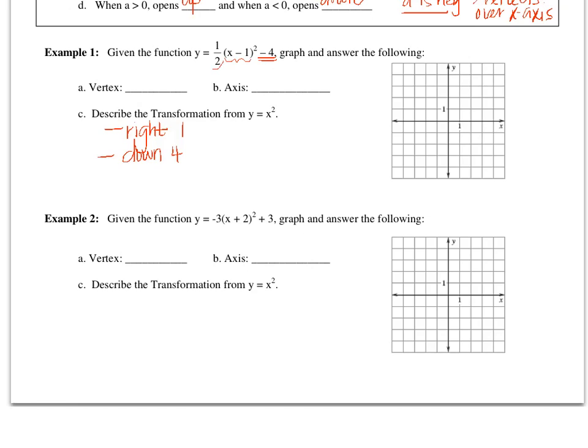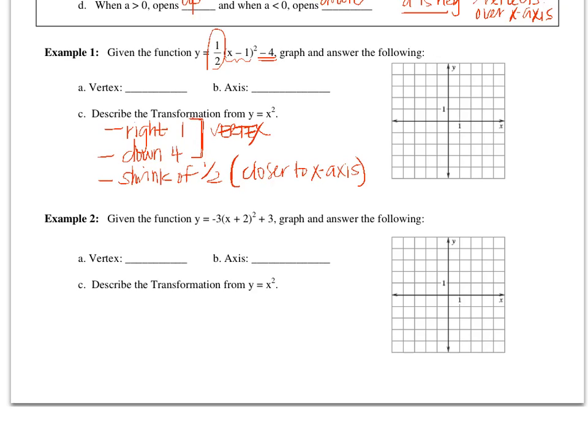And we said the number in front told us a stretch or a shrink. Because this value is between 0 and 1, this is a shrink of 1/2. Okay, and what that means is it's going to take it closer to the x-axis. So closer to the x-axis. Now, this right and down will help me with my vertex.